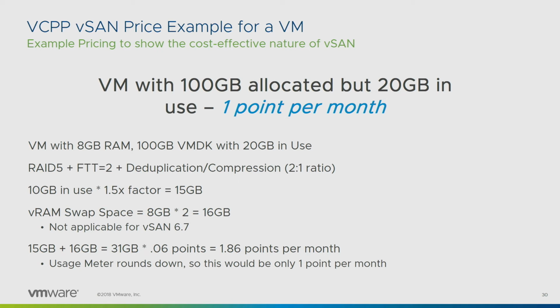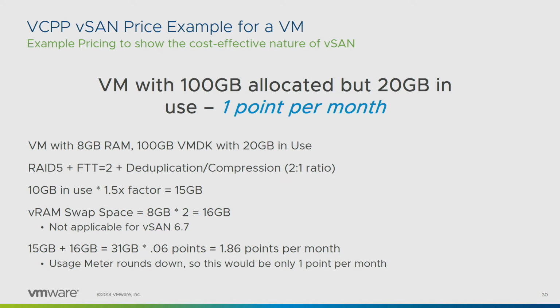So let's assume I'm using vSAN 6.6 here. I'm going to actually take that in effect. So I got 16 gigs for the swap space. So 15 plus 16 is 31. On that, times 0.06 for using vSAN Advanced, that's 1.86 points on a monthly basis.